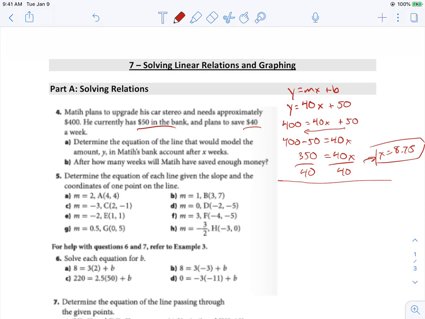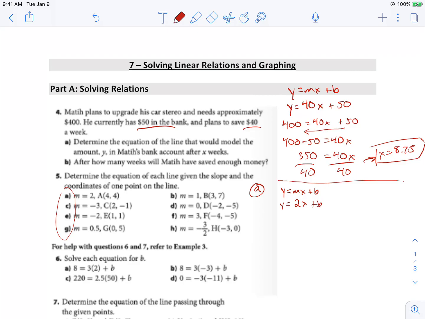Okay. So for 5, I asked you to do all of those, and all of those are the exact same. So once you do 1, you should be able to do the rest quite easily. So I'll take you through 1 really well, and then the rest you should be able to do. So determine the equation of each line given the slope and the coordinates. Remember, we want to fit this into our y equals mx plus b. So here I'm going to be doing a. So y equals mx plus b. Now, we are given our slope. Our slope, it says, is 2 in this question.